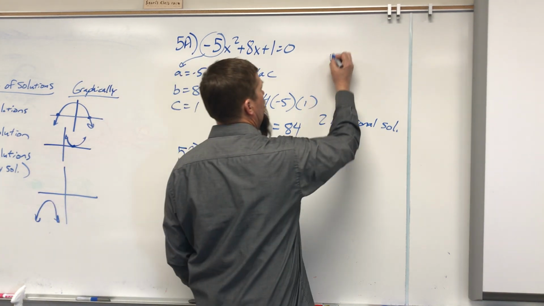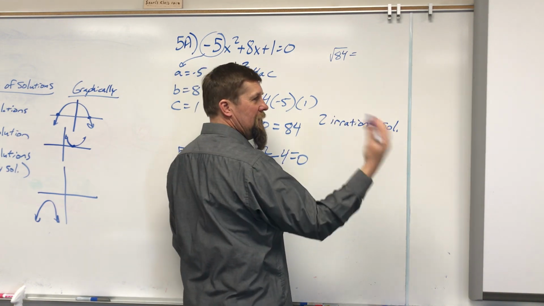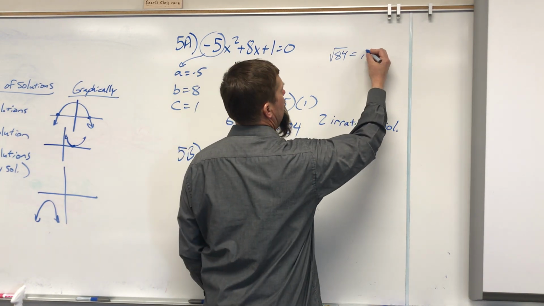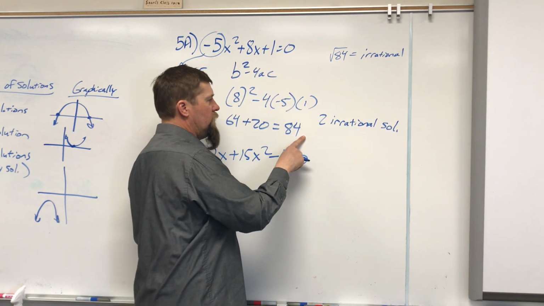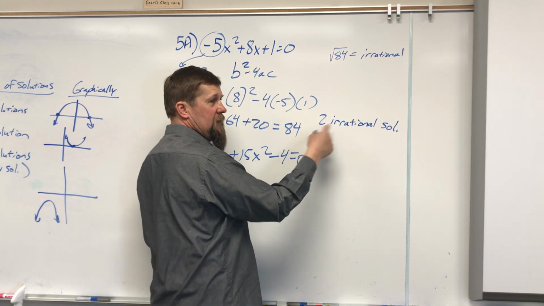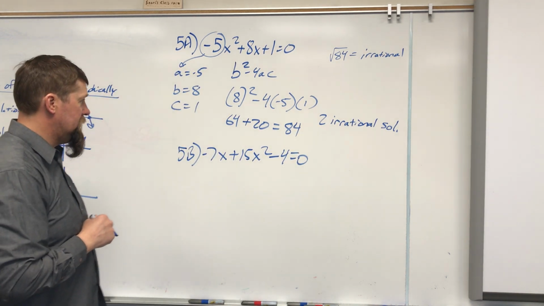Now think about what happens. If I take the square root of 84, I get a number that's not an integer. It means it's irrational. So the square root of 84 is irrational, and because it's positive, there are two irrational solutions.